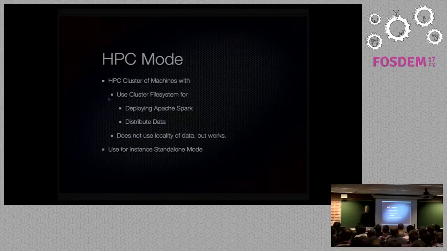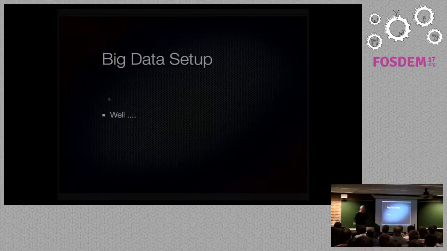So HPC mode is quite straightforward. Use a cluster file system, dump the Spark jar on it, distribute the data in the same directory, and okay, it does not use the locality of the data store, but this is CPU bound, not data bound. And we can use the standalone mode of Spark. And okay, let's compare it with the big data setup.